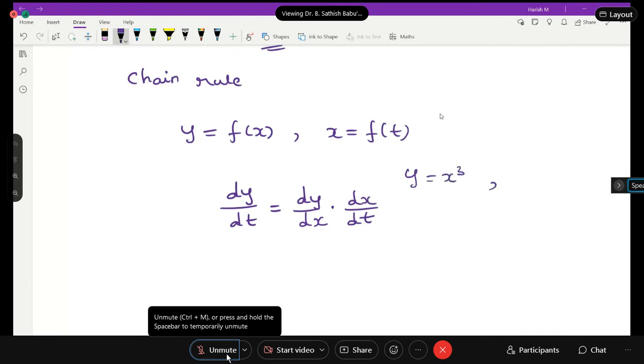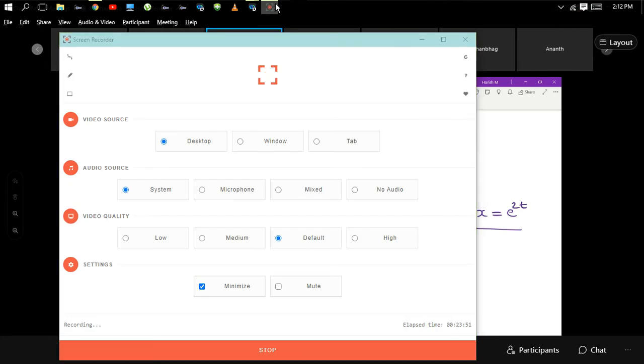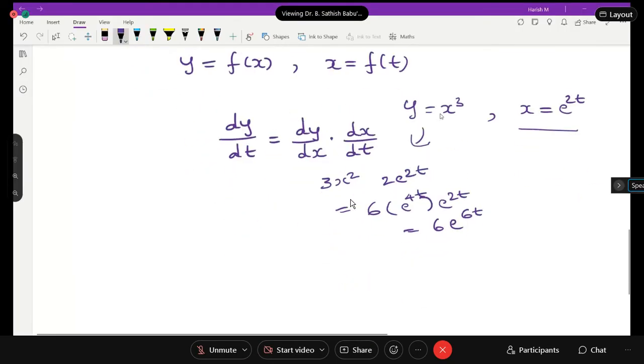For example, you take y is equal to x cube, and x I will take as a simple function e to the power of 2t. In this case, first you find out dy by dx, which will be 3x square, and dx by dt, that becomes 2 e to the power of 2t. On simplification, it is 6x square. What can we write for x square? Is it e to the power of 4t? Yes, sir. x is e power 2t. Square of this will become e power 4t. Therefore, on simplification, it becomes 6 e to the power of 6t, right?